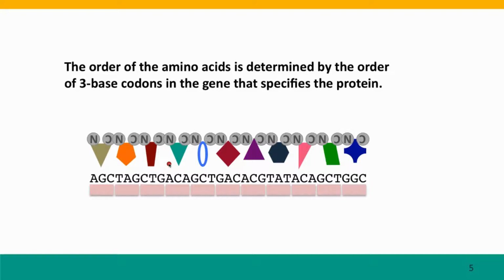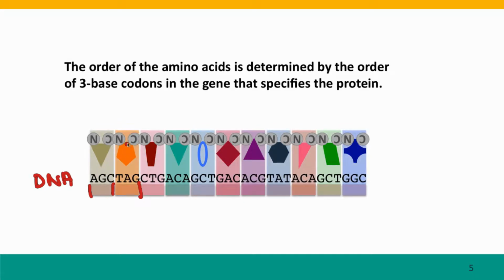The order of the side chains, the order of the amino acids that are assembled into the protein, is specified by the messenger RNA, ultimately by the DNA. This is actually a DNA sequence shown here. And it's read in the 3 base codons that we described earlier. So here's one codon, the next codon. Each codon specifies a particular amino acid with a particular side chain.